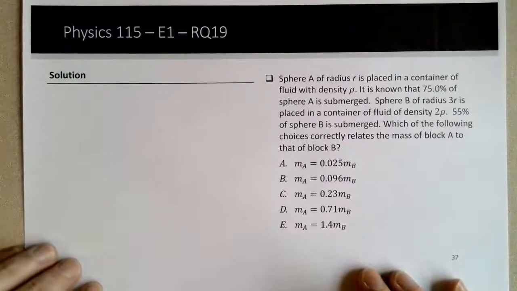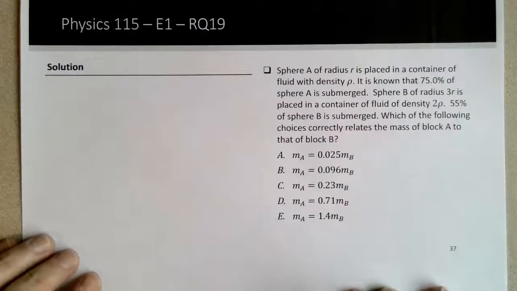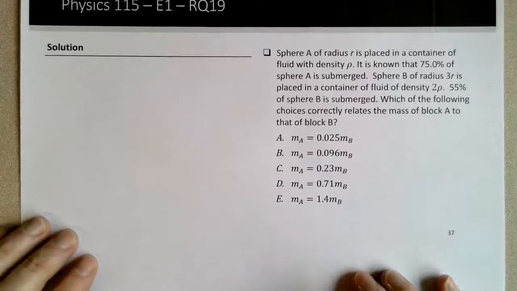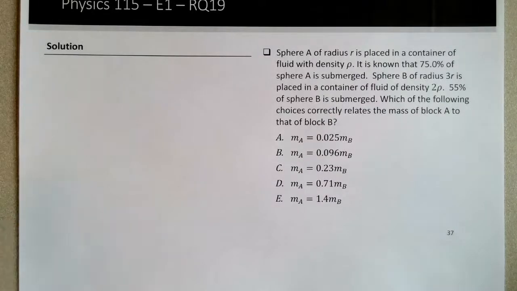Okay, so in question 19 of this E1 review, we've got another very similar question to 18 in terms of the type of question, with a lot of unknown variables and making comparisons between two scenarios. So sphere A of radius r is placed in a container of fluid density rho. It's known that 75% of the sphere A is submerged.